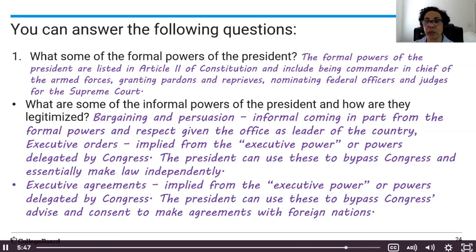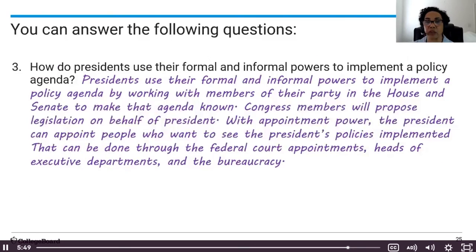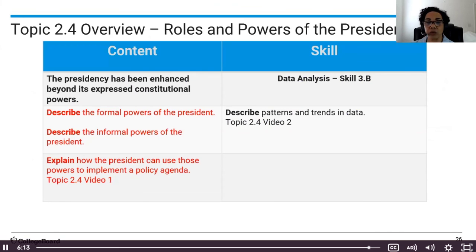Presidents using their formal and informal powers to implement agenda. They're going to work with members of their party in the House and Senate. Members of Congress will propose policy legislation on behalf of the president with appointment powers, appointing people that want to see the president's agenda implemented in the courts as head of executive departments and also in the bureaucracy. Back where we started, we can do both of those things, and we can also explain how the president can use those powers to implement his policy agenda.